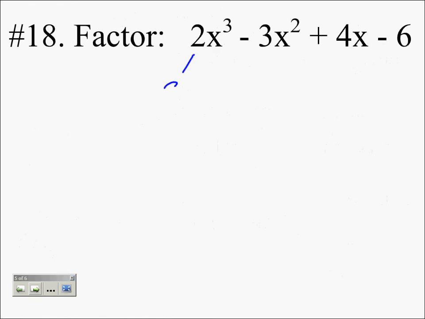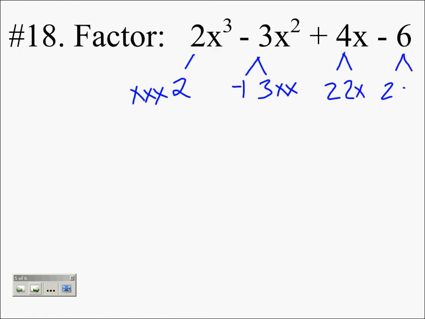So I'm going to break this down. I have a 2. That's a 3. I have a 2 and 3 x's. Then I break down my negative 3. The only negative number you can have is negative 1. So I do negative 1 and 3, and I have 2 x's. My 4 gives me 2 and 2 with 1 x. This negative 6 gives me a 2 and a negative 3. Again, the only negative number I can have is negative 1. So I'm going to break that negative 3 down into negative 1 and 3.